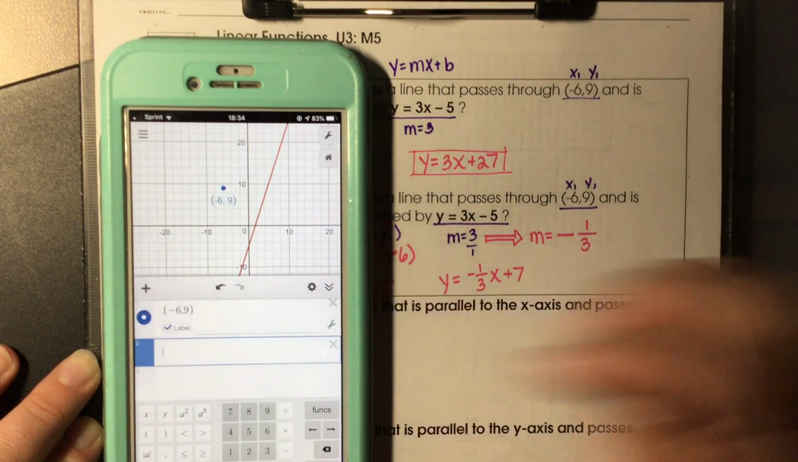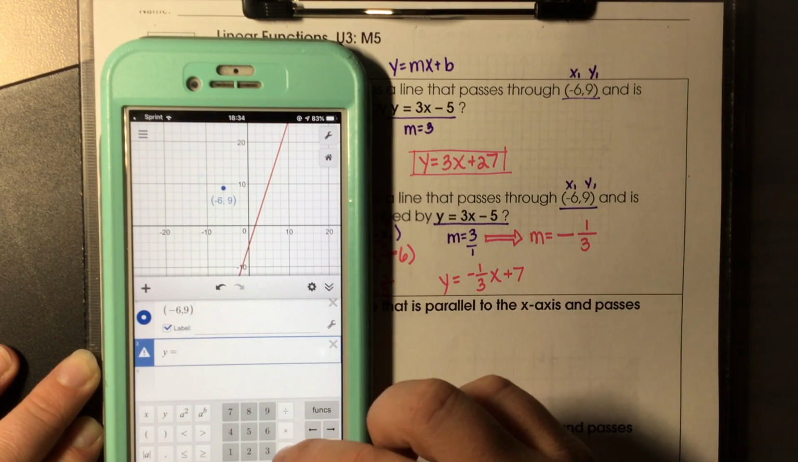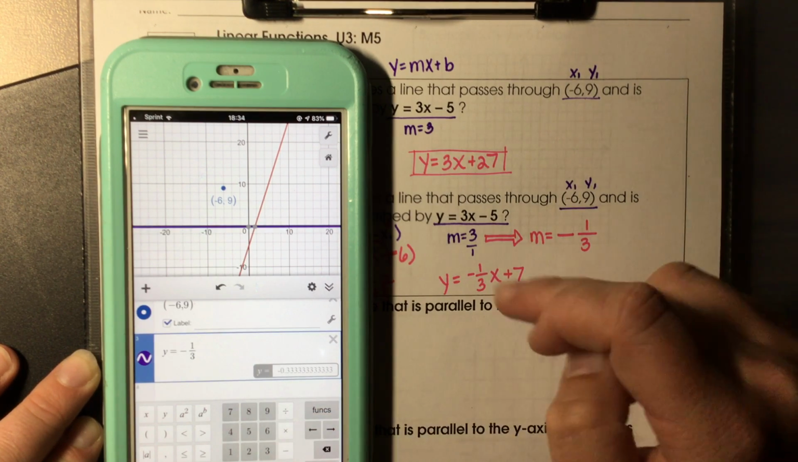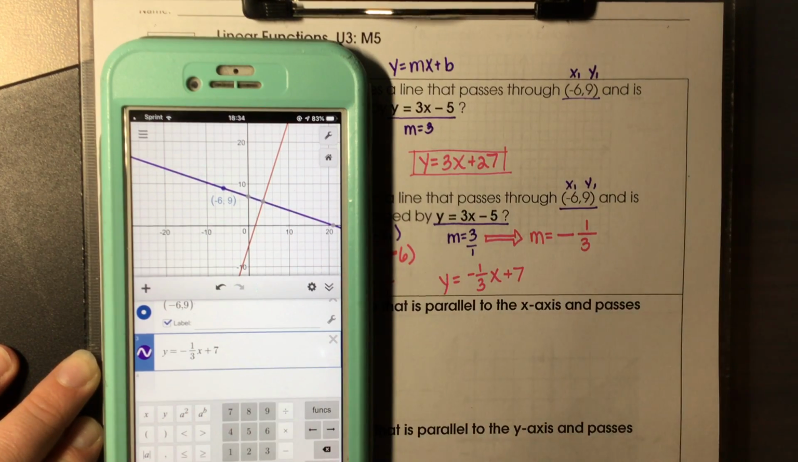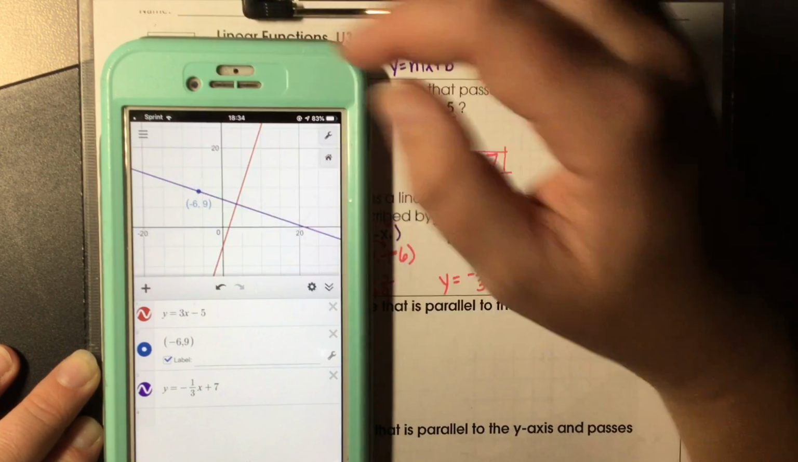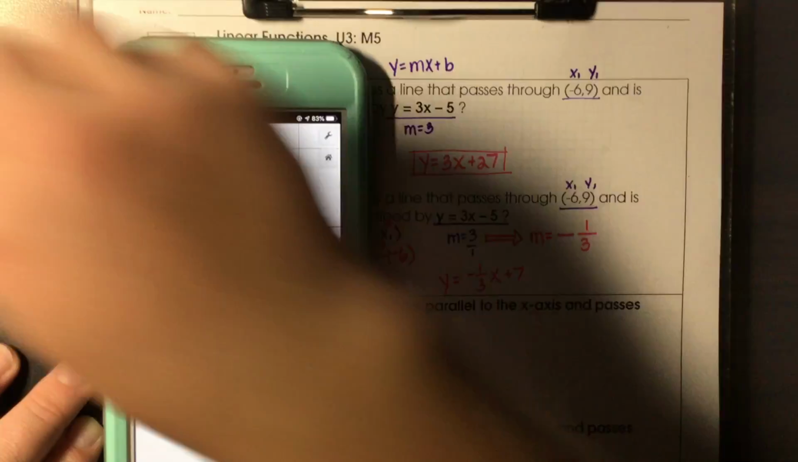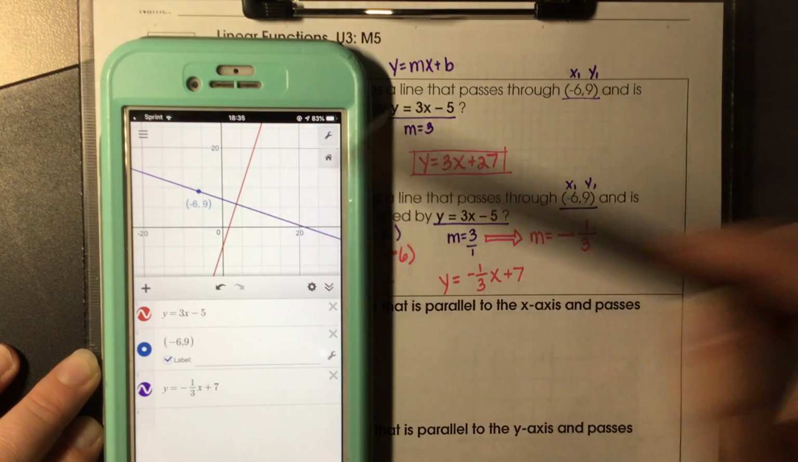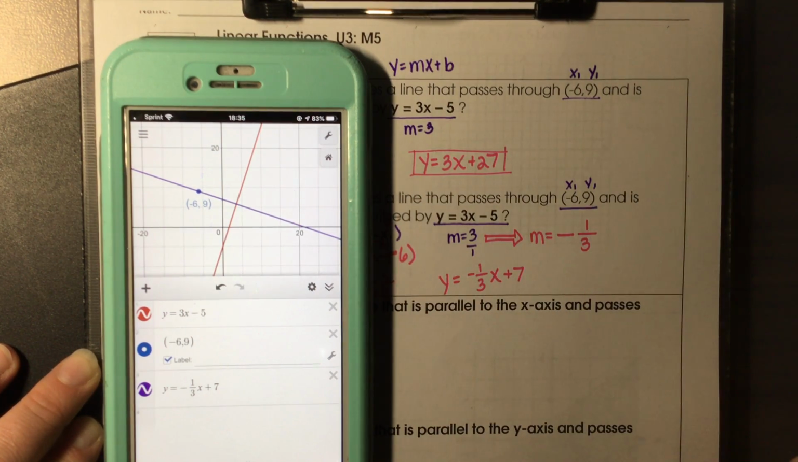So I'm going to exit that one out. So I get y equals negative 1/3 x plus 7. So now if I look at my graph, I have perpendicular. Remember, that's when they cross perfectly. I could draw a little 90-degree angle there, and I'd be able to see that perpendicular intersection there.